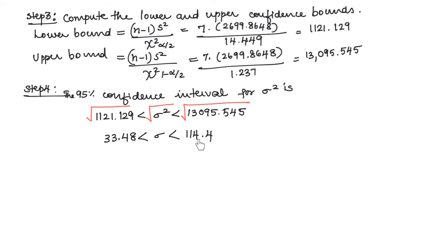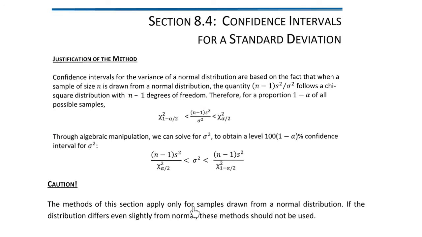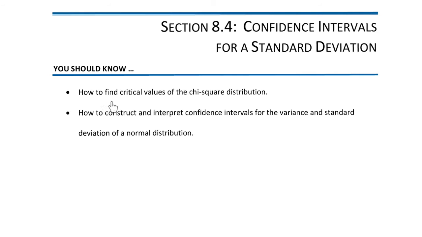Now we can interpret the result. We are 95% confident that the population standard deviation of the strength of the concrete block is between 33.48 and 114.4. The method of the section apply only for samples drawn from a normal distribution. If the distribution differs even slightly from the normal, these methods should not be used. In this section, you learn how to find the critical values of chi-square distribution, how to construct and interpret the confidence interval for the variance and the standard deviation of the normal distribution.